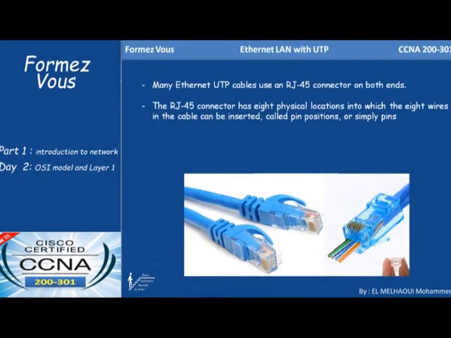And, many Ethernet UTP cables use an RJ45 connector on both ends. The RJ45 connector has 8 physical locations into which the 8 wires in the cable can be inserted, called pin positions, or simply pins.